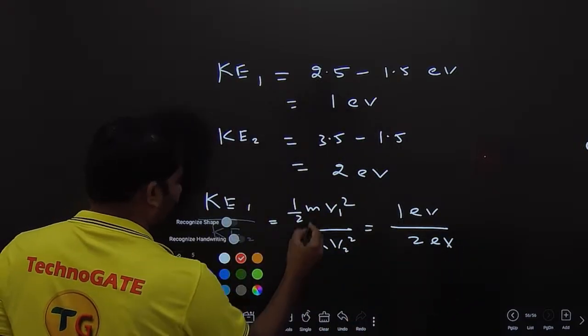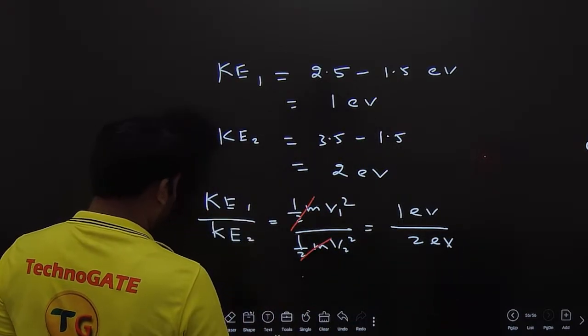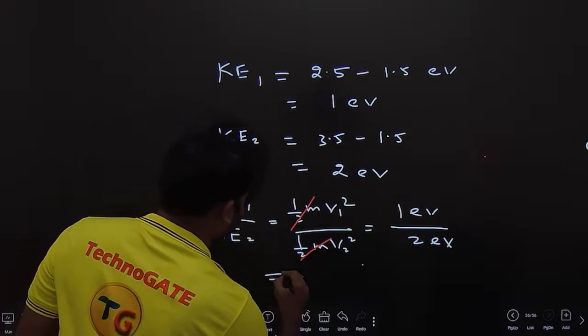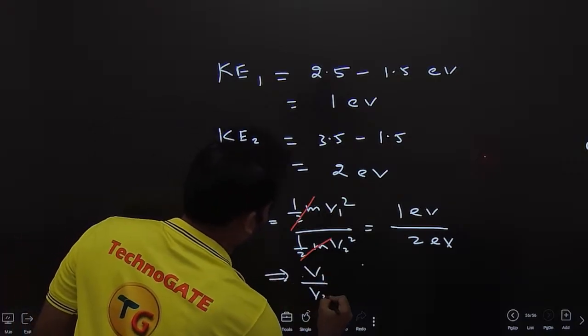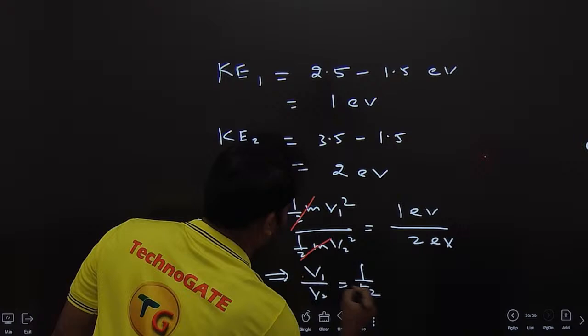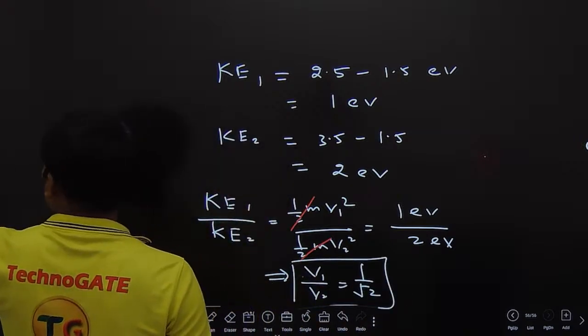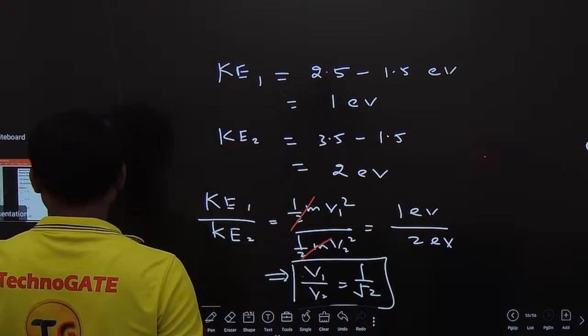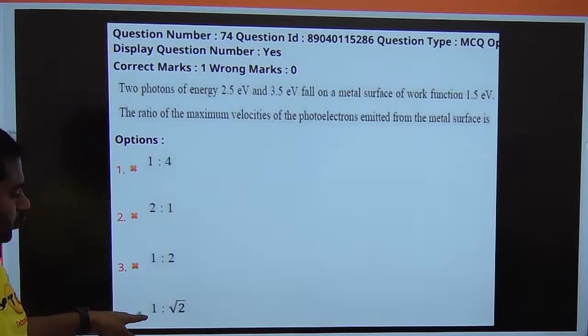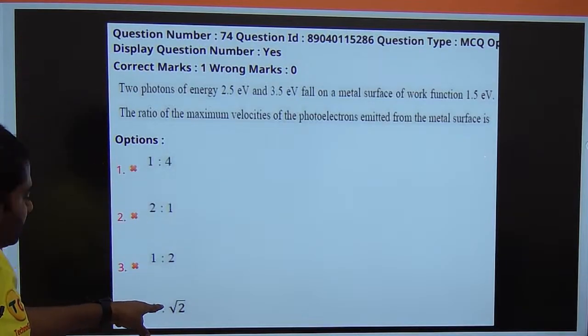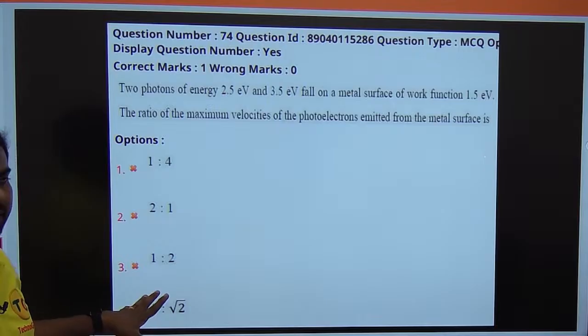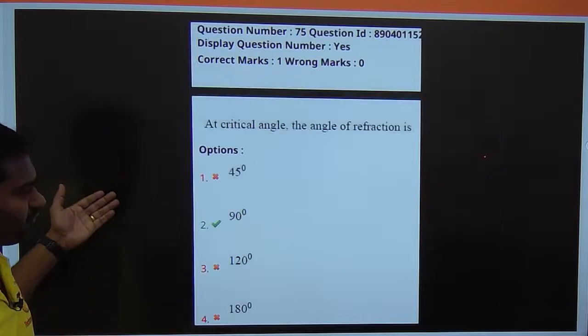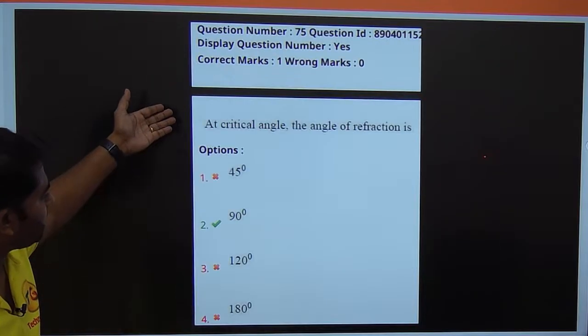Anyways, both are electrons, so half and mass are both gone. So the ratio of velocities, v1 by v2, is nothing but 1 by root 2, or 1 is to root 2. That's how the answer for this question is option number 4. Clear? Fine. And the last question, which is very straightforward, what they are telling is about the critical angle.